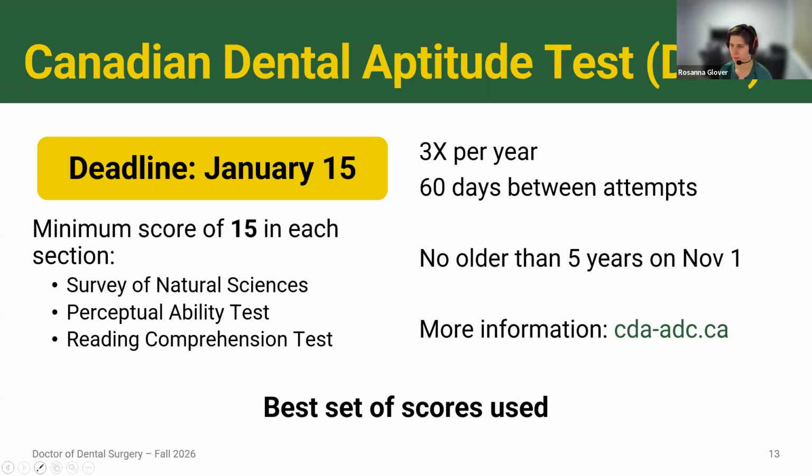Another point is that you have to have a minimum score of 15 in each of the following sections: Survey of Natural Sciences, Perceptual Ability, and the Reading Comprehension Test. So what we typically recommend is that when you're thinking about first applying, attempt it early in the year. Then you get your scores back. And if you're either below the minimums or you're just not satisfied with the score that you're getting, you could attempt it again later because you have 60 days between attempts. That'll allow you to study up and try the test again later in the year.